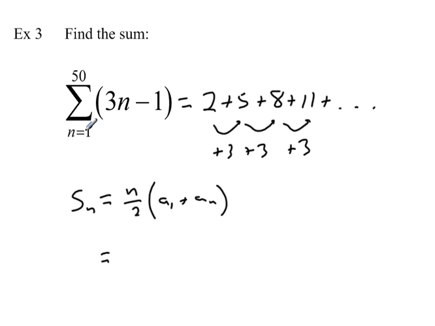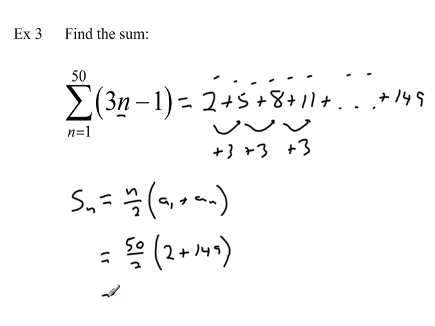Okay, so let's plug in what we know. N is the number of terms. If we start at 1 and go up to 50, there's going to be 50 terms divided by 2. Times, in parentheses, the first term is 2 plus, okay, this means the 50th term. So we have to find the 50th term in this sequence. Now this can be kind of difficult to do. However, if we have summation notation, it's actually relatively easy. Let's just plug 50 in right here. So the 50th term will be 3 times 50 is 150 minus 1 is 149.